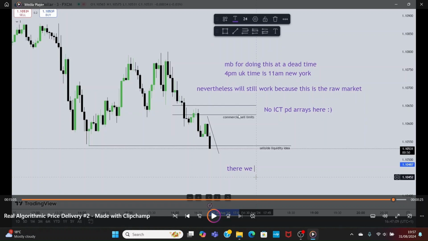I put out a price region of 0.3 pipettes. Price went to it, spent barely any time to it, basically no drawdown. Hit my target, 8R. There was no PD arrays there. There was no support and resistance there. There was no harmonic patterns there. There was nothing.